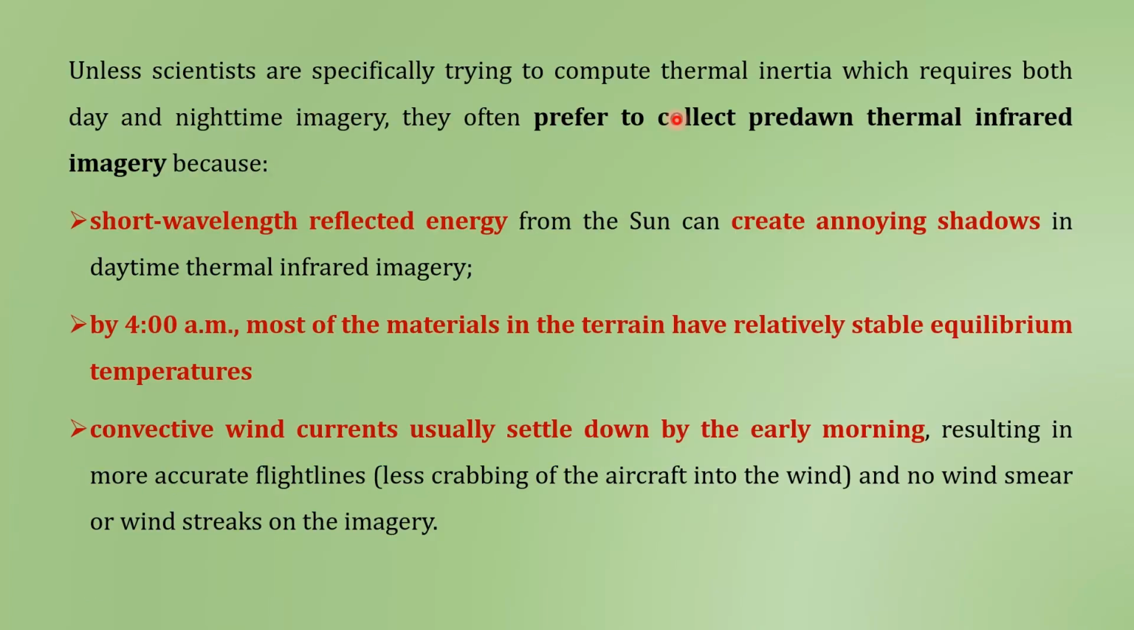To compute thermal inertia, scientists require both daytime as well as nighttime imagery. Otherwise, for general purposes, they prefer to collect pre-dawn thermal infrared imagery, because in the daytime, short wavelength reflected energy can create annoying shadows, and by 4 a.m. most of the materials in the terrain have a relatively stable equilibrium temperature. The effect of the wind on the aircraft is minimized as there will be less scrapping of the aircraft, and it results in more accurate flight lines, and there are no wind smears or wind streaks on the imagery.